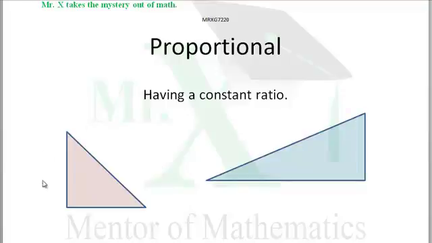Let's say we have an isosceles right triangle. There's only one shape we can have. All isosceles right triangles are the same shape. They have the same proportions. We call that similar, being similar. All isosceles right triangles are similar to one another. They have the same shape. They have the same proportion.